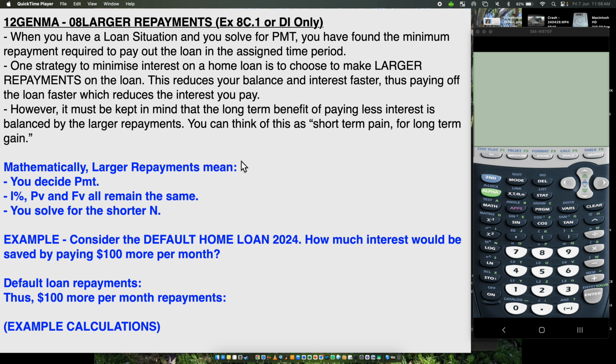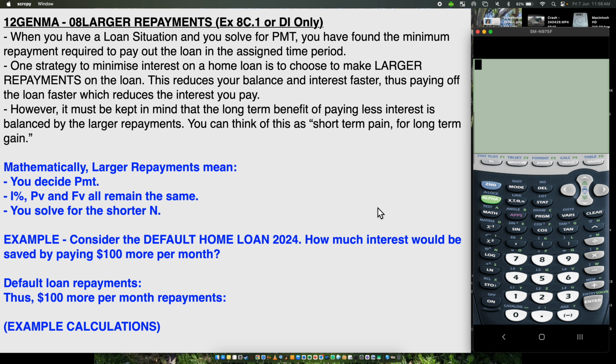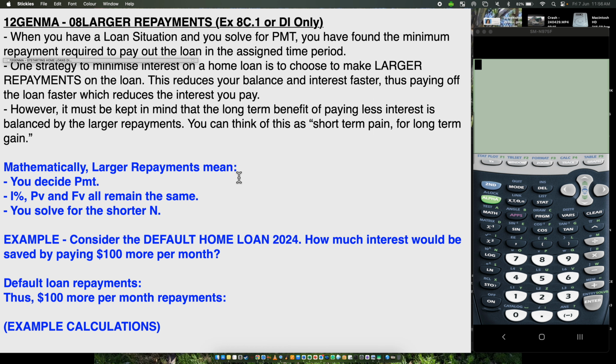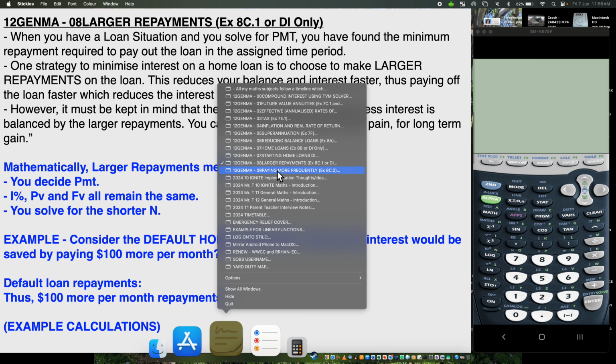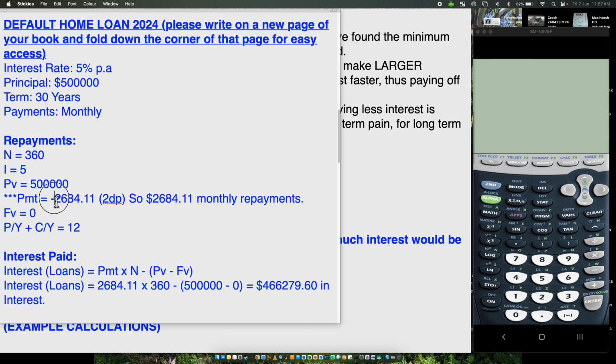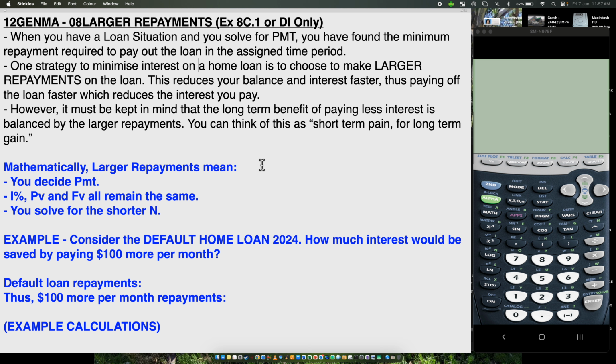The first strategy that you can do in your assignment is to deal with larger repayments. When you have a loan situation, you solve for PMT, you're finding the minimum repayment required to pay out the loan in the assigned time period. If I remind you of the default loan from last lesson, when we solved for PMT, it came to $2,684.11 per month to pay off the $500,000 loan over 30 years. That's the minimum to do that. You can choose to pay more.